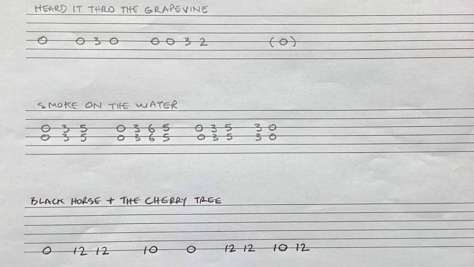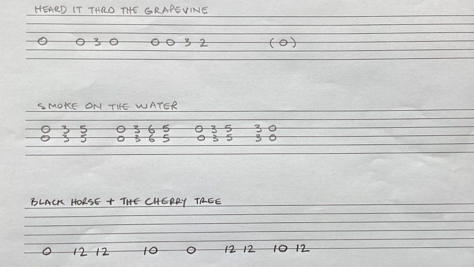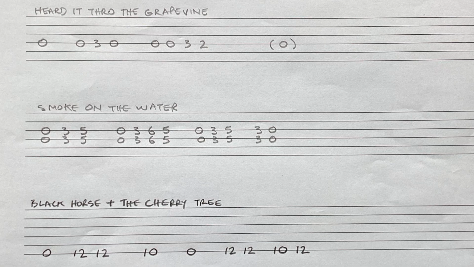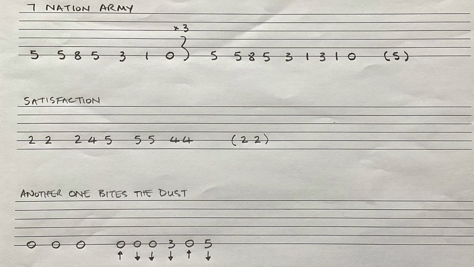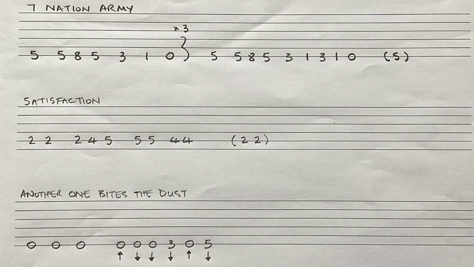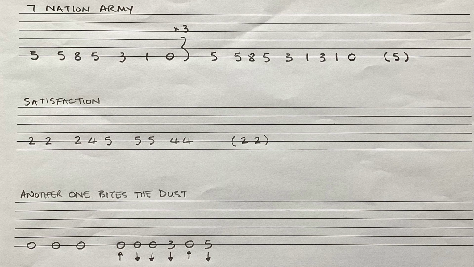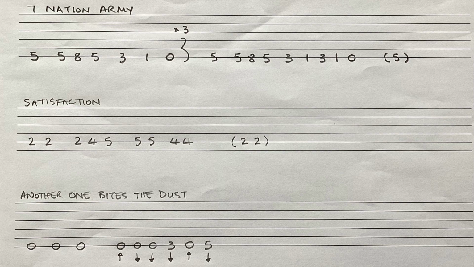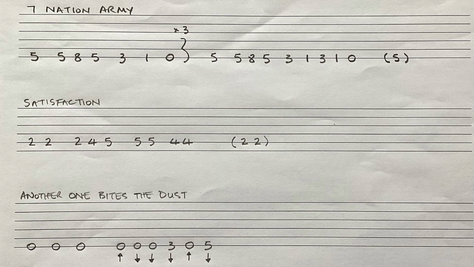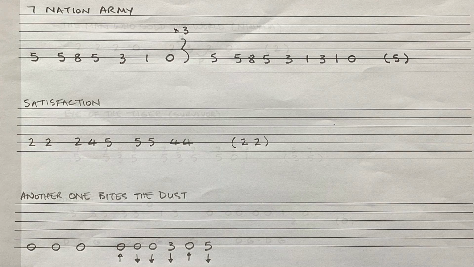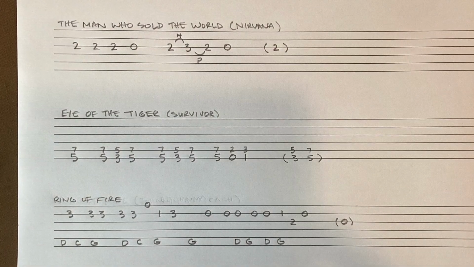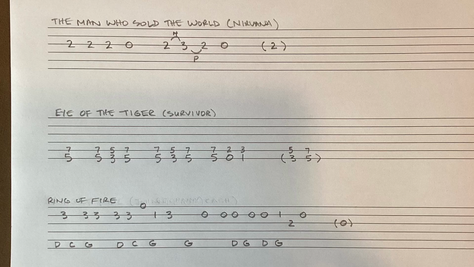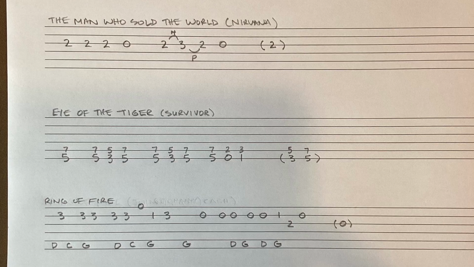Now in lesson 9 we did Heard It Through the Grapevine, and we did Smoke on the Water, where we learned about double stopping. In lesson 10 we did Black Horse and the Cherry Tree, where we learned about syncopation, and also Seven Nation Army, simplified of course. Then in lesson 11 we did Satisfaction, and Another One Bites the Dust, where we learned about a right hand technique called sweep picking. This is an important technique we'll be using again. And finally in lesson 14 we looked at A Man Who Sold the World, where we learned about hammering on and pulling off, Eye of the Tiger, which was power chords, and then Ring of Fire.